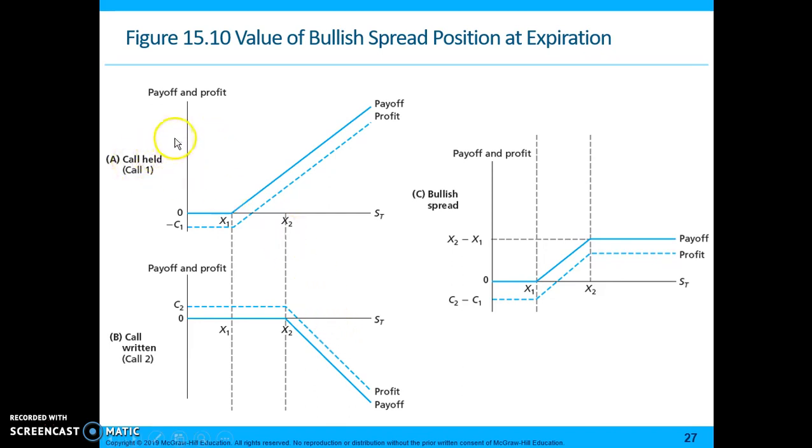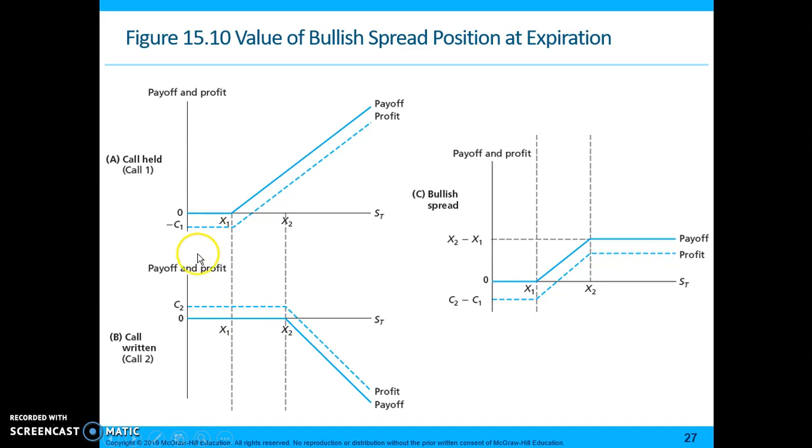So here's the call that we bought. The payoff goes out, and we have to be above the strike to profit from that. We're paying that call premium. On the other hand, we've written the second call with the higher strike, so we're going to receive that premium. The difference between the two calls is going to determine our overall profit on this graph.